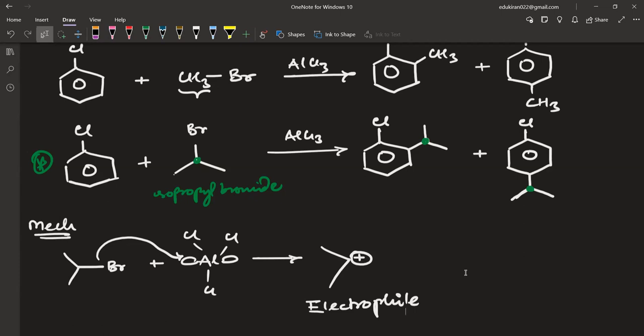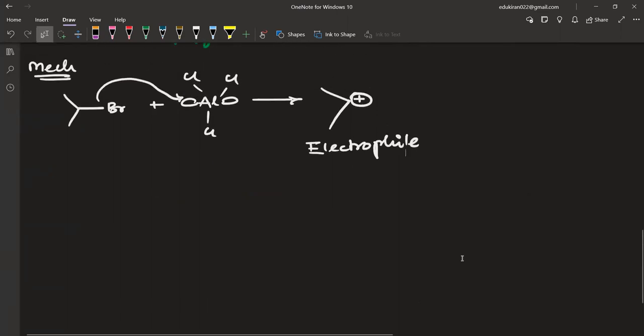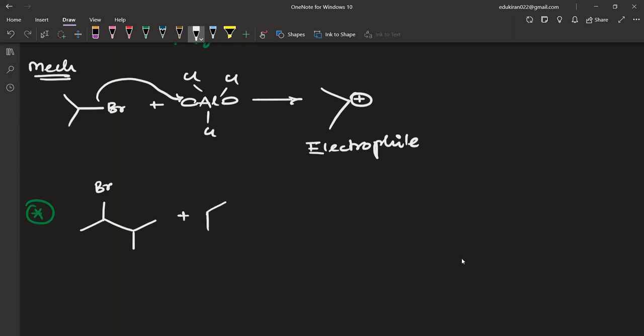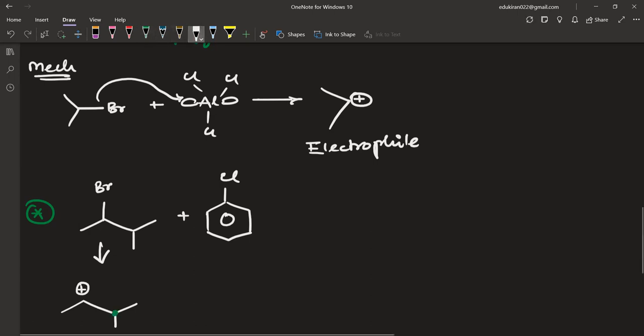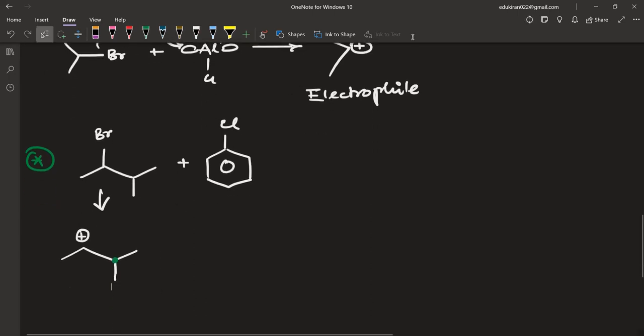Now write the next reaction, which is important. Suppose you have something like this, Br, plus we have chlorine. Remember, this will form a carbocation. The carbocation will be like this. Now can you see adjacent to the carbocation, what do we have here? We have a 3-degree carbon, yes or no? Can all of you see that? So what happens when the carbon adjacent to the carbocation is a 3-degree carbon?